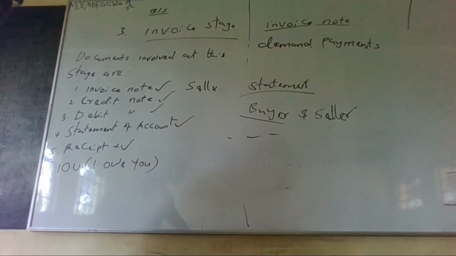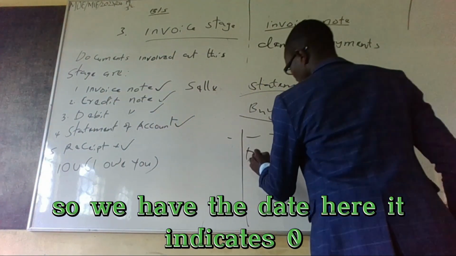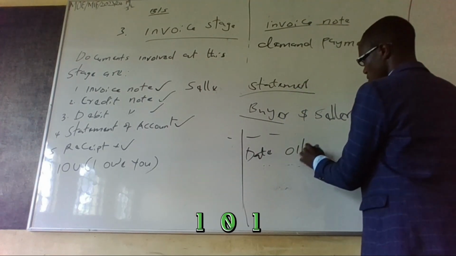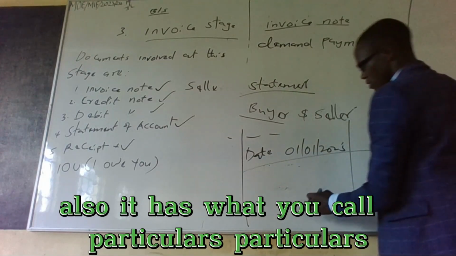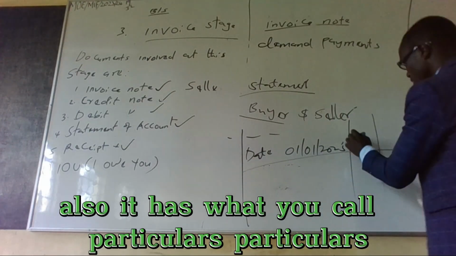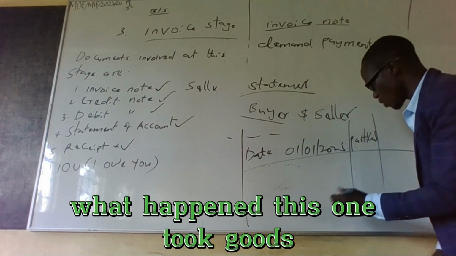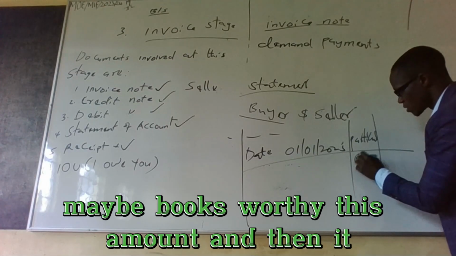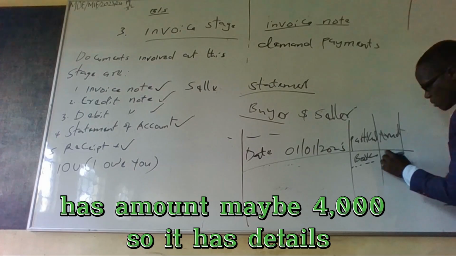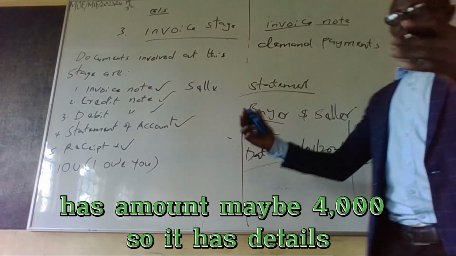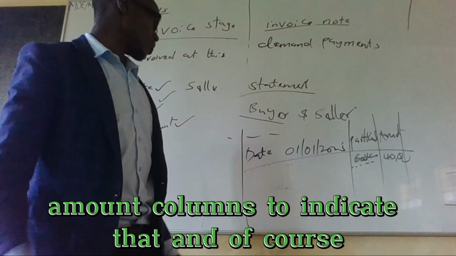And also we have the date column. So we have the date here. It indicates, for example, 01/01/2025 in the date column. Also it has what we call particulars. Particulars also means details. What happened? Goods, maybe books, worth this amount. And then it has amount, maybe 4,000. So it has date, details, and amount columns to indicate that.